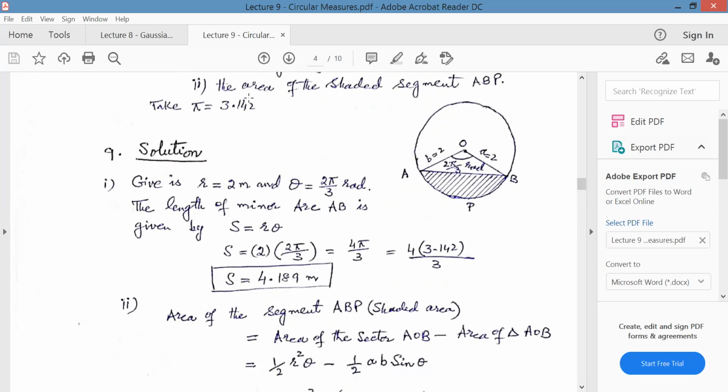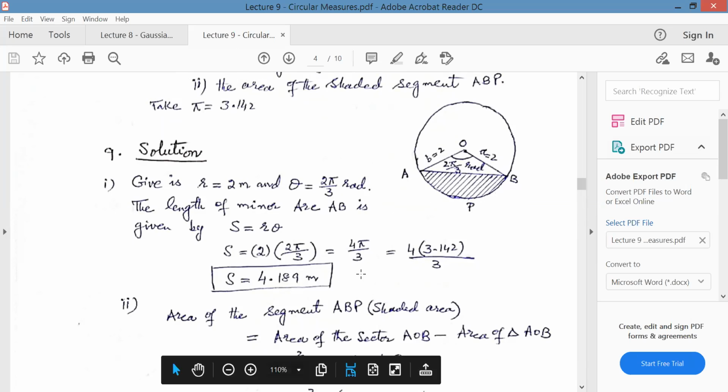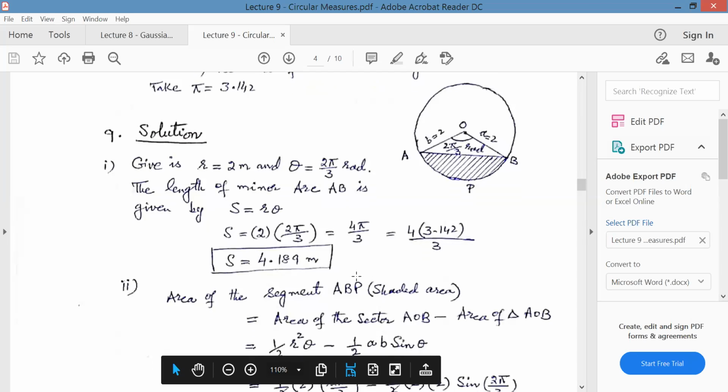He has given to you in the question. And after the simplification, you are getting S, which is the arc length, as 4.189 meters. Okay. This curved line from A to B, which is the minor arc, its length is 4.189 meters that we have calculated from the given data.